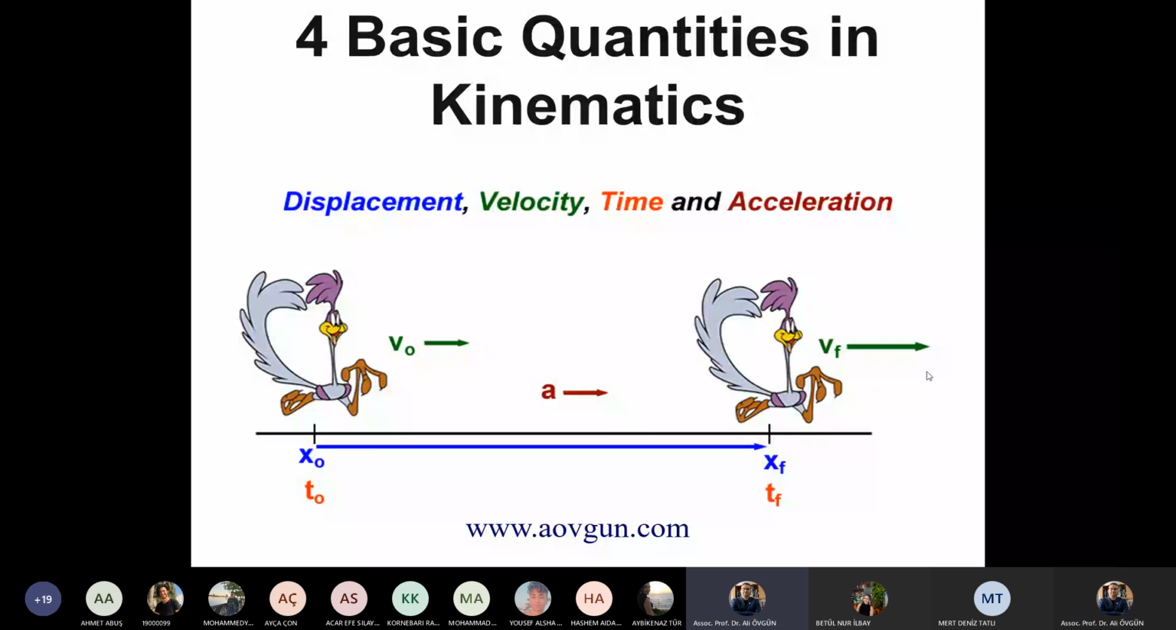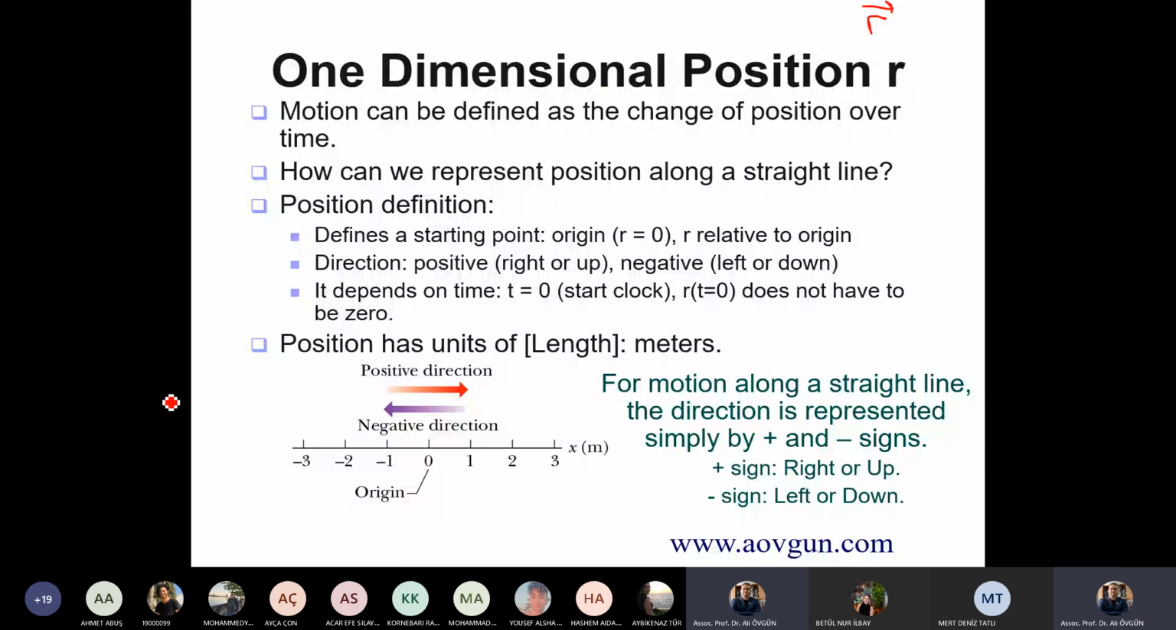Speed is also a scalar quantity. For one-dimensional motion, you can define the position as r. This position vector is a vector, so you must show it in bold font or with an arrow. So motion can be defined as the change of position in time.